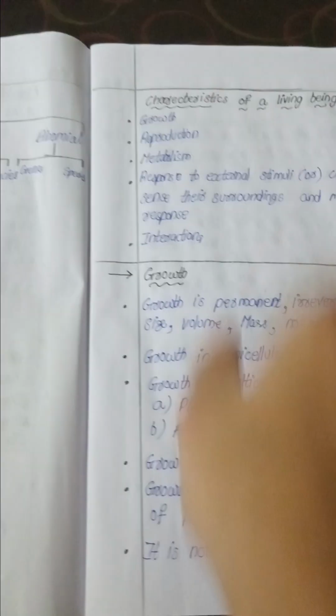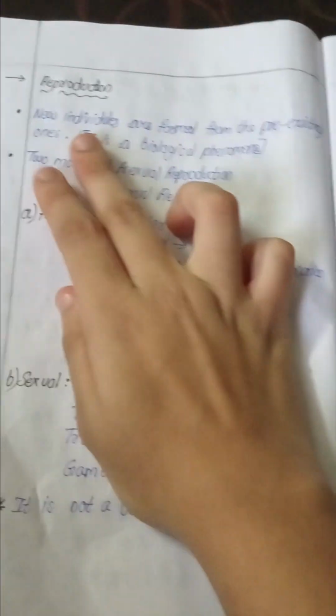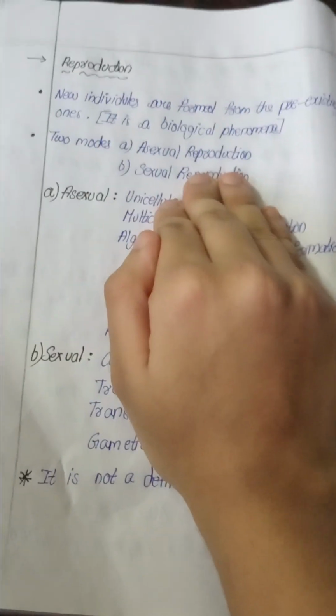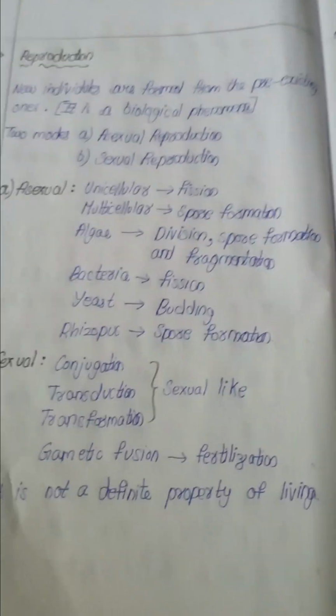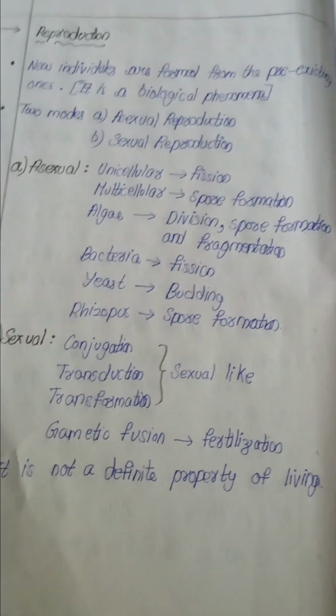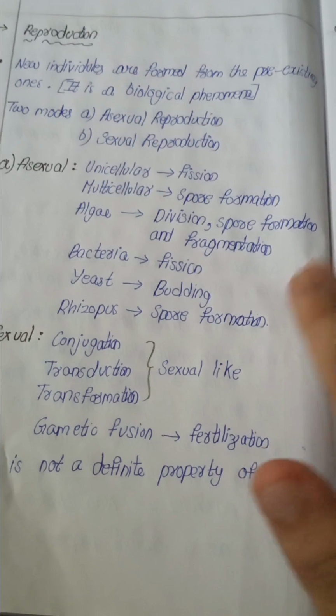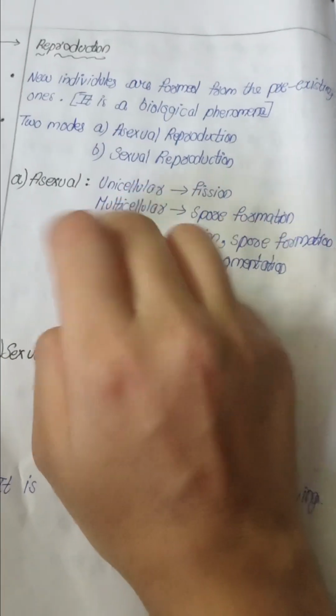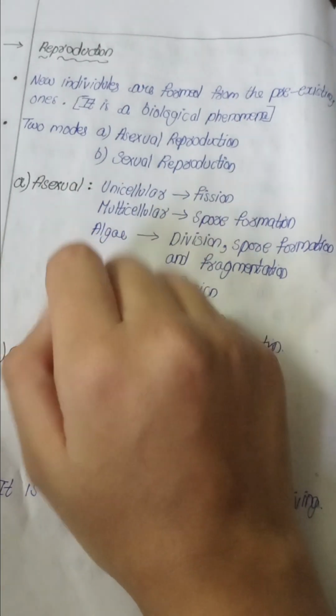Okay, the next characteristic of living beings is reproduction. Reproduction is nothing but new individuals being formed from the pre-existing ones. It is a biological phenomenon. From a male gamete and a female gamete, a new life or offspring is formed; that is called reproduction. There are two modes of reproduction. We already learned about this in 8th class: asexual reproduction and sexual reproduction. What is asexual reproduction? Let's see.